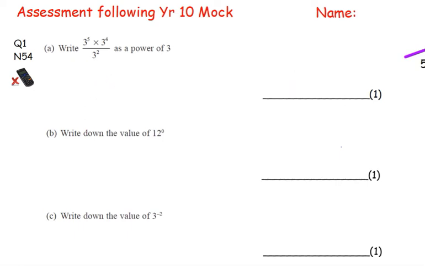Write the following as a power of 3. Well, the numerator is 3 to the power of 9 divided by 3 to the power of 2. So you add the indices, and then for the division you subtract the indices. So 3 to the power of 7.